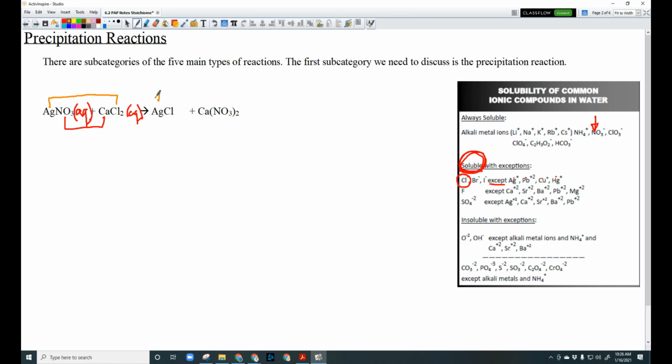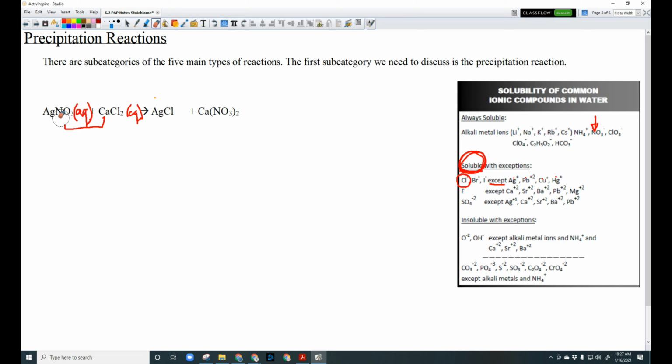So we look at silver, that's a +1, chlorine's a -1. So that's the formula for silver chloride. And here we see calcium is a +2, nitrate's a -1. So in order to make this formula correct, we have to swap and drop. So that's why you see this 2 right here. Okay, so it's already been done for you when I wrote the equation out.